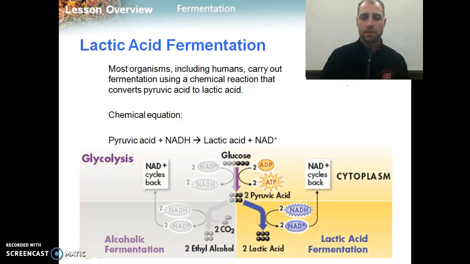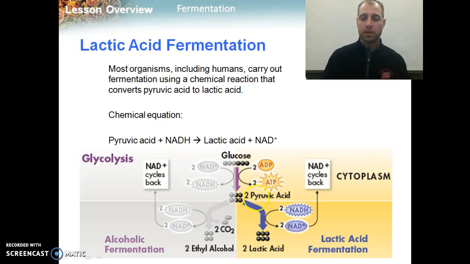The other type of fermentation is lactic acid fermentation, and most organisms go through this type of fermentation. And basically we're taking pyruvic acid and changing it over into lactic acid. The difference here is that pyruvic acid is poisonous to cells, and so cells have to get rid of that pyruvic acid, but there's no way to break it down.